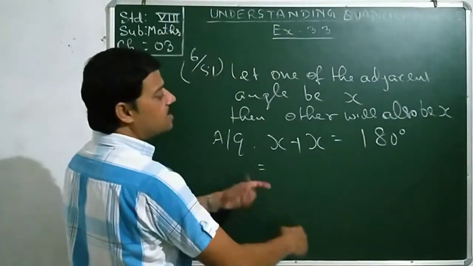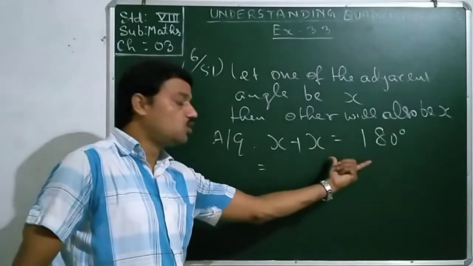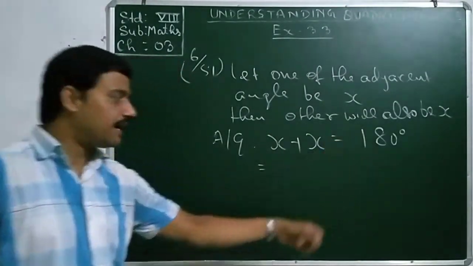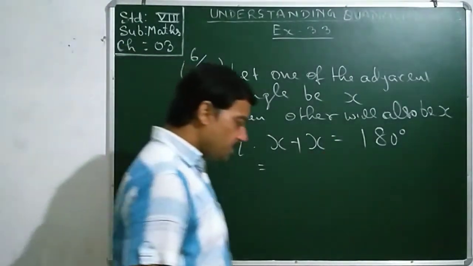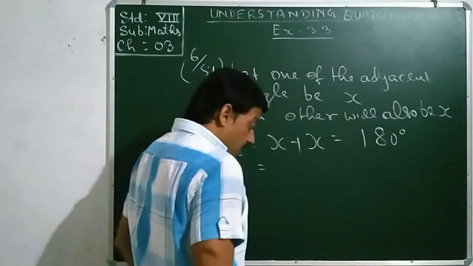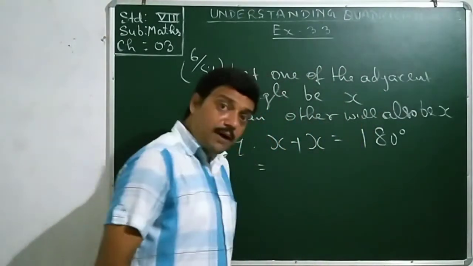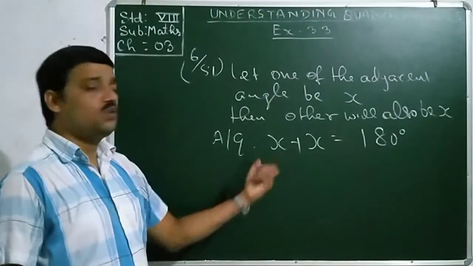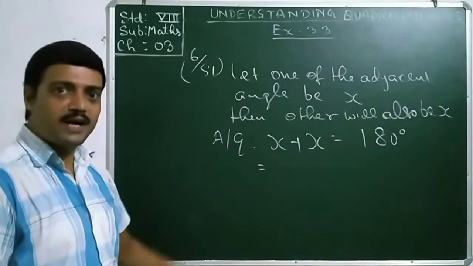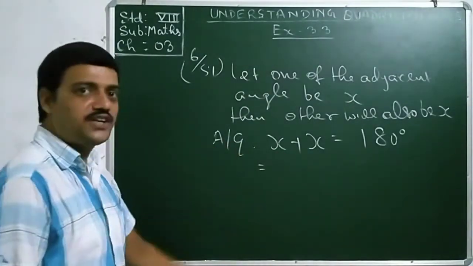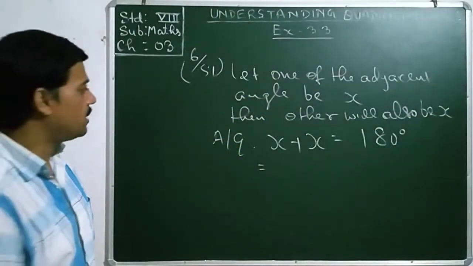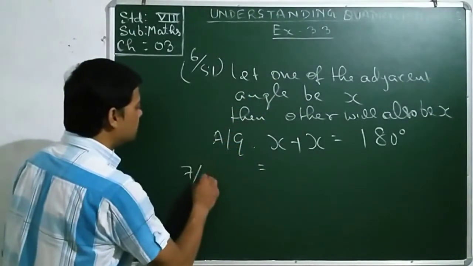So in the next line you will get 2x equal to 180 degree. Find out the x to be 90 degree. Angles of parallelogram, once you got two of the angles 90 degree, of course remaining two angles will be 90 degree. Complete the sum yourself. Come to the 7 number sum.